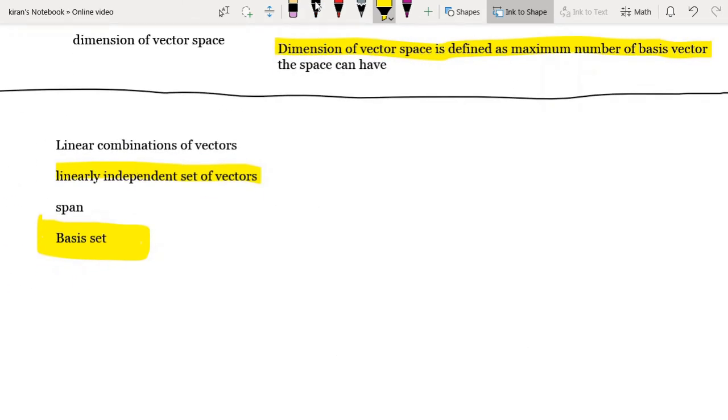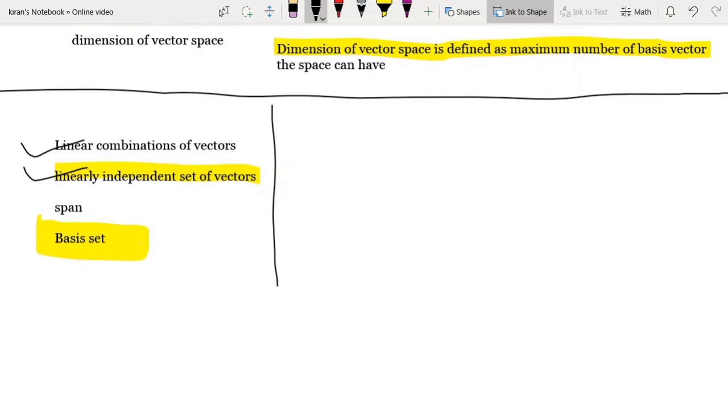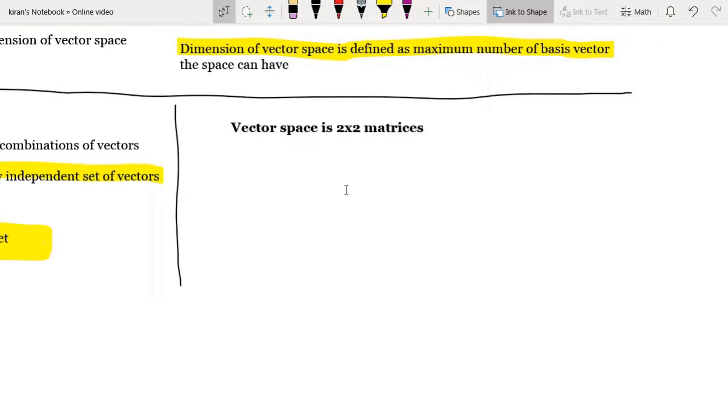We have discussed what is linear combination of vectors using an example. We have also discussed linearly independent sets of vectors. Let's again discuss linearly independent sets of vectors. I will be discussing this concept using 2 by 2 matrices. Our vector space consists of 2 by 2 matrices.